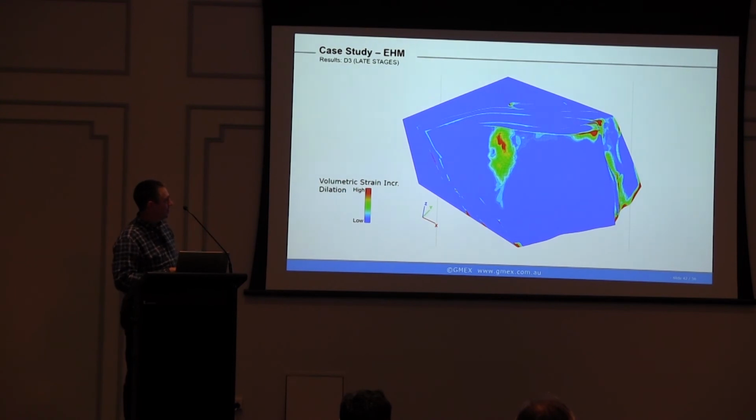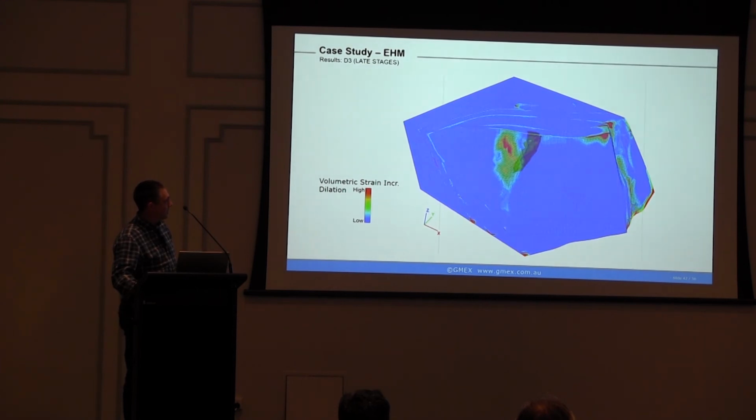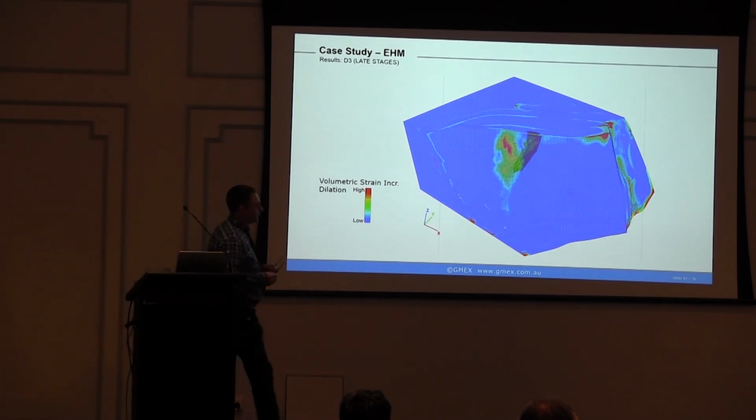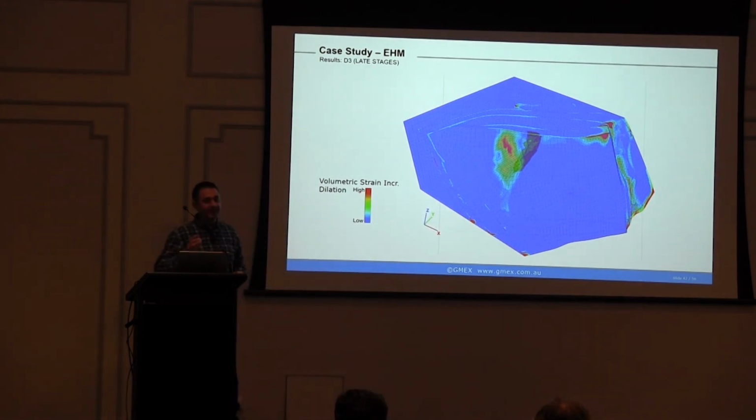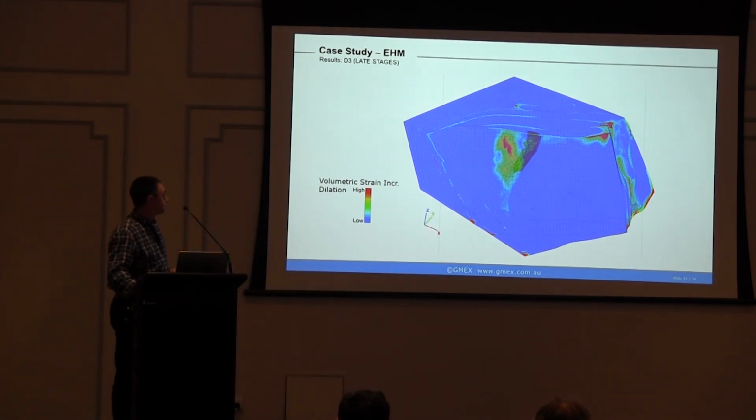And on the hanging wall shear, there's some obvious spots of where dilation takes place. And essentially, when we look at where the breccia body sits, it sits just behind where that dilation is most focused on the shear zone.